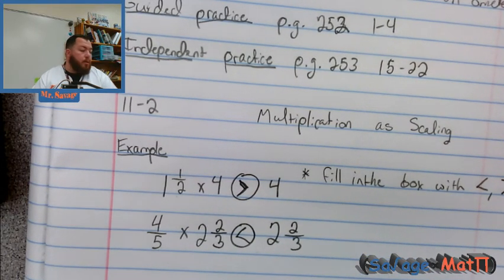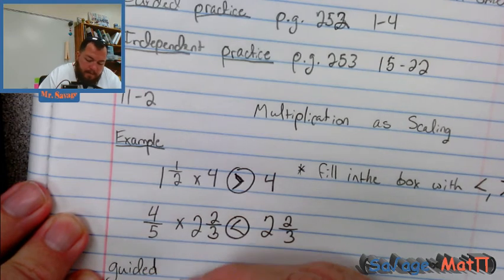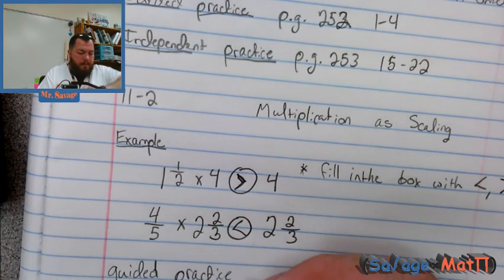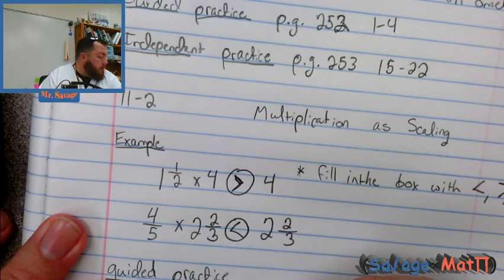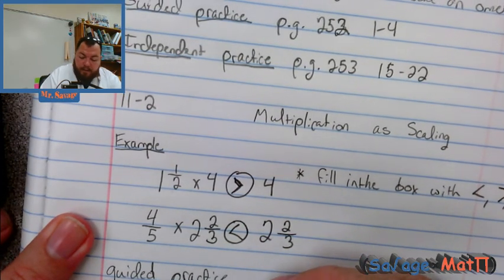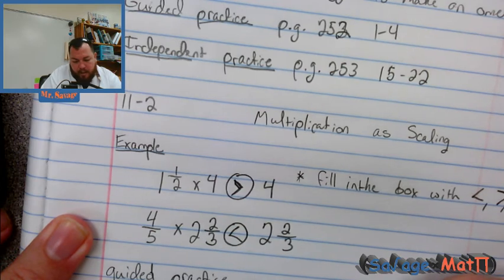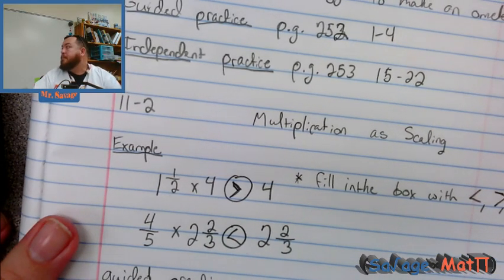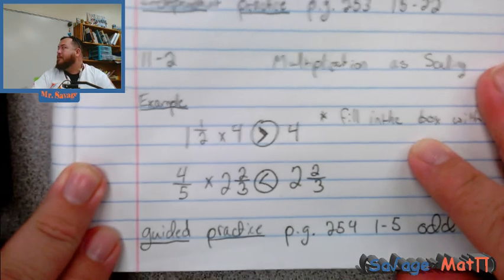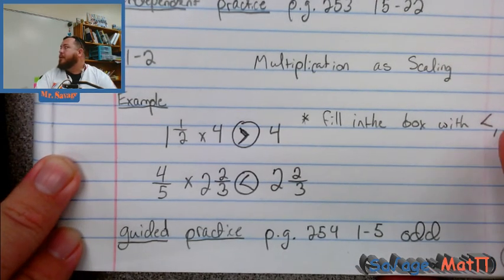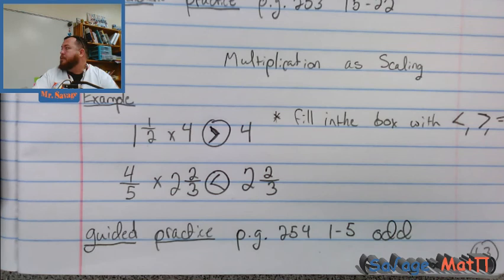Alright, guys? Now, the only thing I want you to do for 11-2 is guided practice. I want you guys to do 1 through 5 odd. So that would be page 254. Oh, you guys can't see this, can you? Let's slide my computer up, turn it some. There you guys go. Now, if you need to pause somewhere, go ahead and pause. I know this was a long page, so go ahead and do what you got to do.